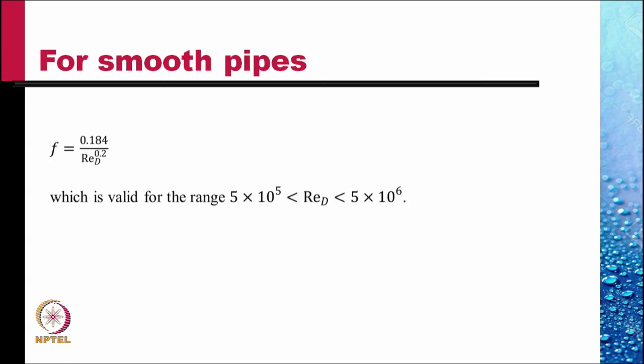For smooth pipes, the line which was the lowest, the friction factor is given by f is equal to 0.184 divided by Reynolds number raised to the power 0.2. This is valid for the range of Reynolds number between 5 into 10 to the power 5 to 5 into 10 to the power 6.